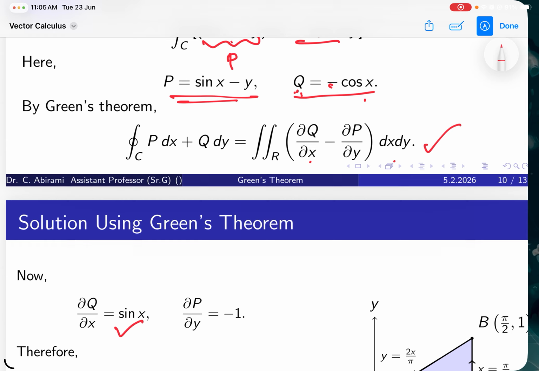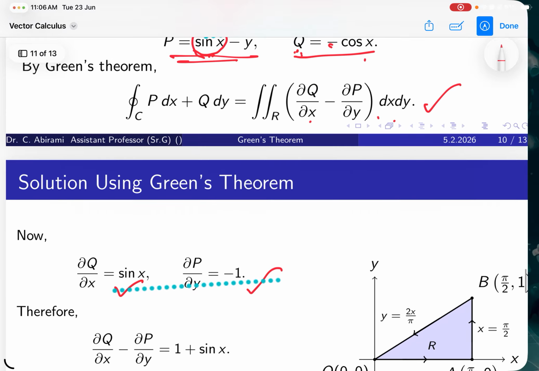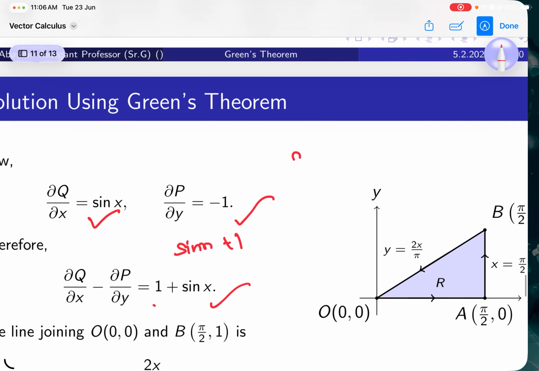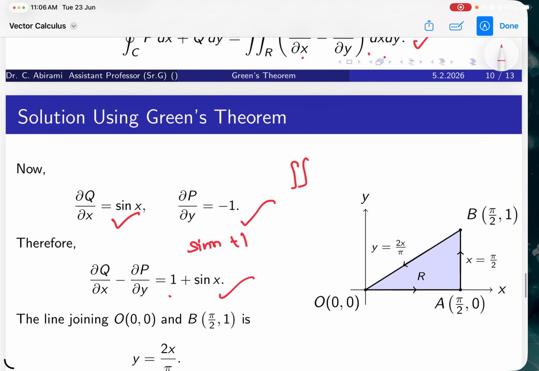So similarly, dou p by dou y. When you differentiate partially with respect to y, we are treating the other variable as constant. That means x is constant. So the first term is 0, the second term is minus 1. Okay, now you can substitute in this. So dou q by dou x minus dou p by dou y is equal to sin x, minus into minus is plus. So I can write it like this, 1 plus sin x. Okay, now you can substitute here: double integral over R of (1 plus sin x) dx dy. You can substitute in this formula, you will get it like this.